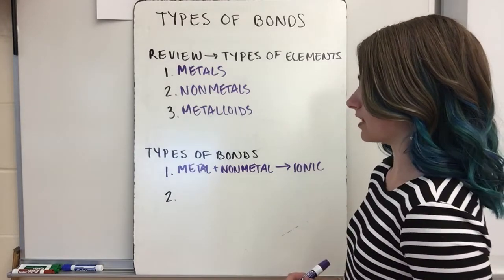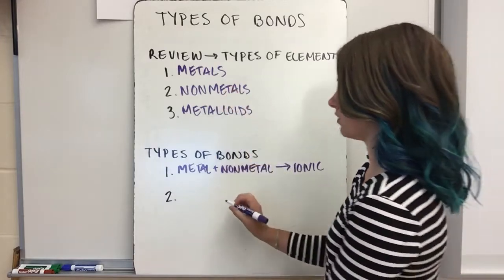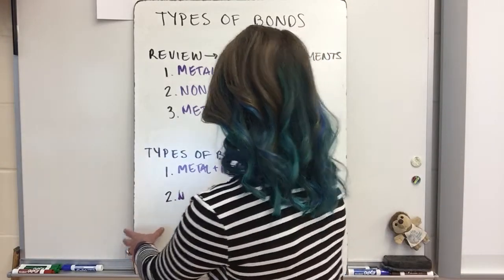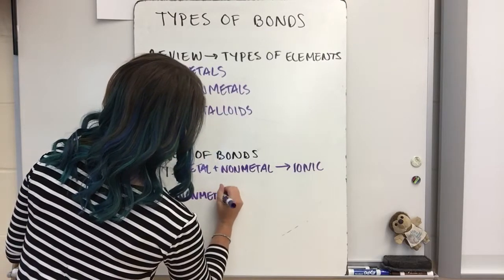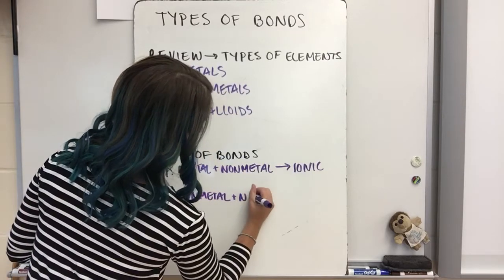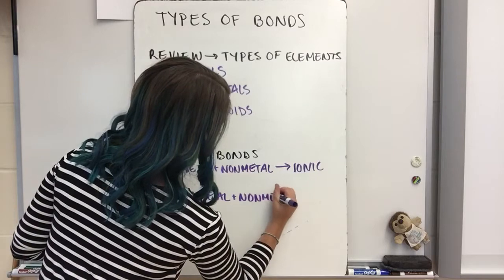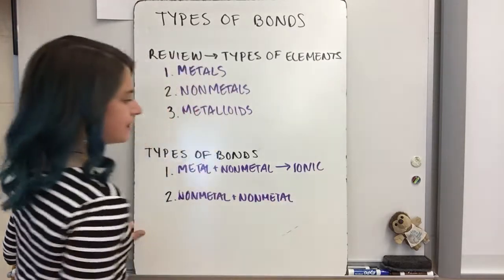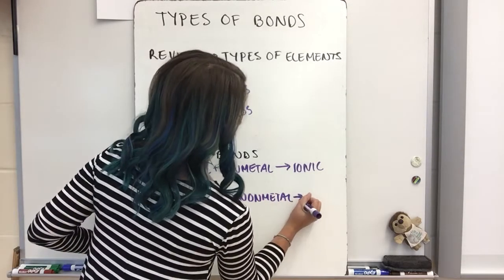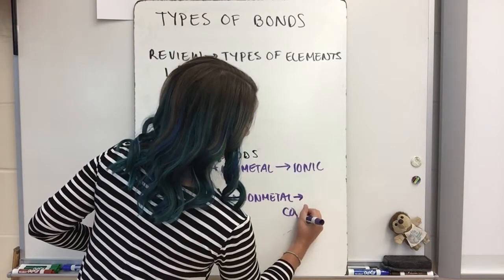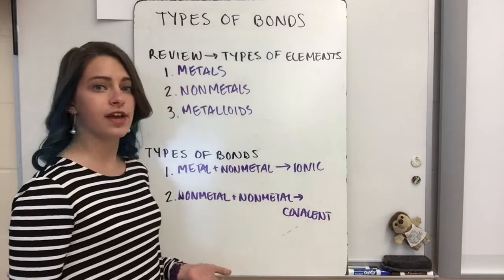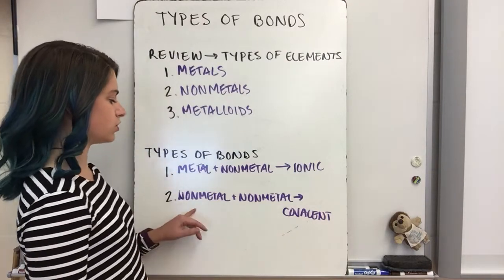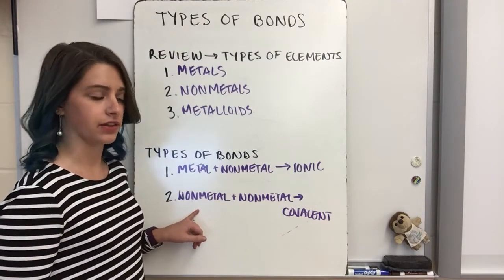The other type of bond that can form is between two nonmetals. So we have a nonmetal plus another nonmetal. And that type of bond we call covalent. So a covalent bond is formed when we have two nonmetals bonded together.